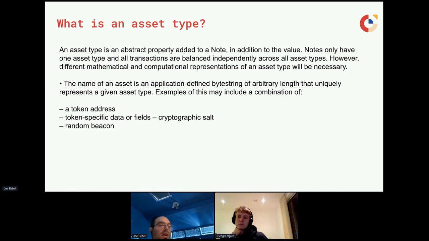You can also include other things. You can include some salts. You can include a random beacon. There are reasons to do this if you want to prove, maybe, that you didn't construct your assets before a certain point in time. Maybe you include a random beacon. There are different things you can add, and it's fundamentally not part of the shielded pool specification what information goes into this representation of an asset type.